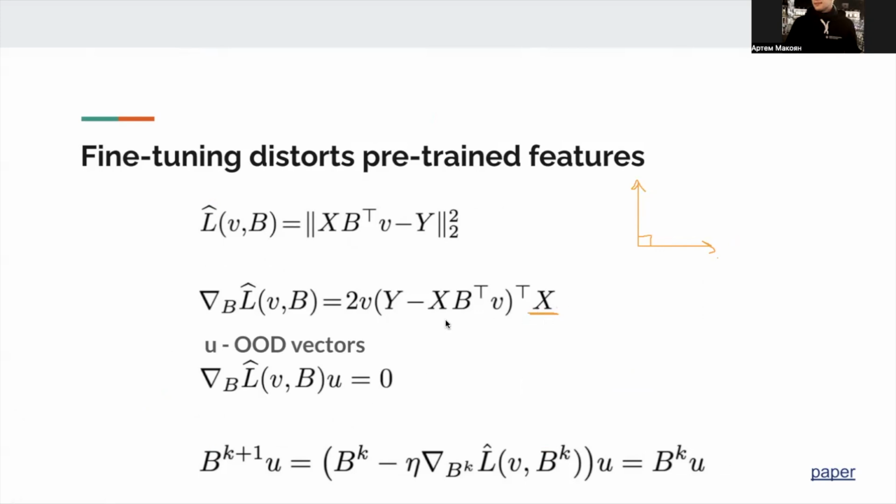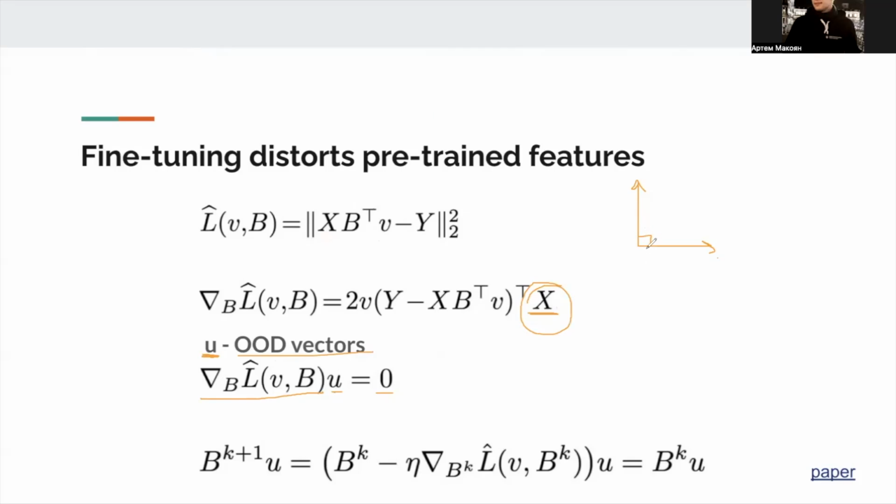Okay, so we take x. Oh, sorry. Give me just a second. Yeah, I set incorrect notations. X is input, of course. B is backbone. V is linear layer. Okay, like always, X is always input. Sorry. So if U is our out of domain vectors, then if we multiply the gradient by U, we will get 0 because it ends with input, and multiplying x by U is 0 because we have a right angle.